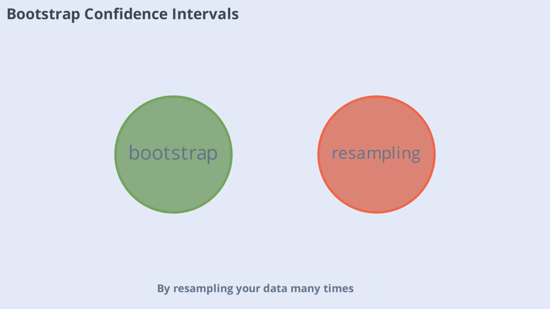By resampling your data many times, you can build up a distribution of estimates and create an interval from that. This approach is flexible and powerful, making it popular in many fields.